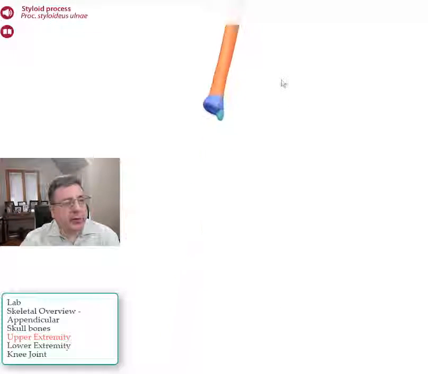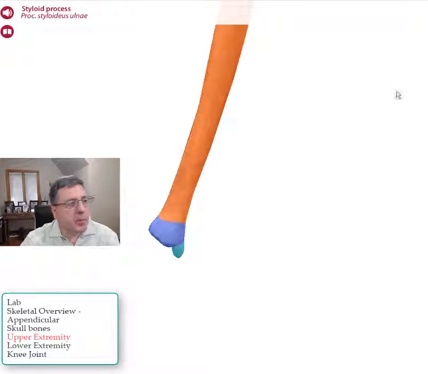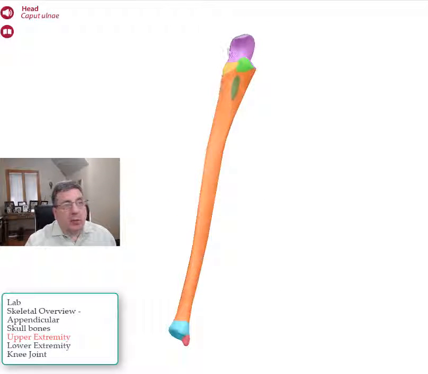Styloid process, this is at the distal end. That's that little pointy process that we're looking at. The styloid process is the attachment site for extensor carpi ulnaris. And then the head. Now remember, the radius, the head was at the very top. Here, the head is at the very distal end of this one.